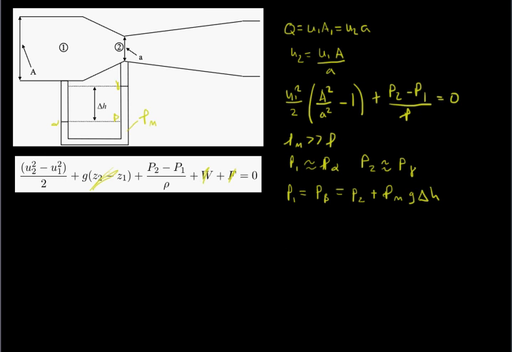Okay, so I can plug this expression that we just derived for pressure 1, so P1 equal to P2 plus rho m g delta H, into the generalized Bernoulli expression up here, and then you can see that the P2's will cancel, and then we'll have rho m g delta h over rho as a term. So I'll go ahead and do that over here.